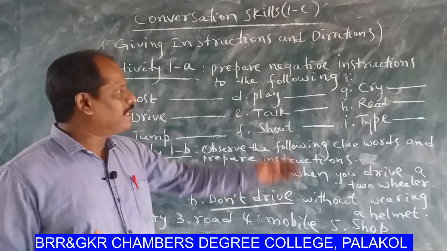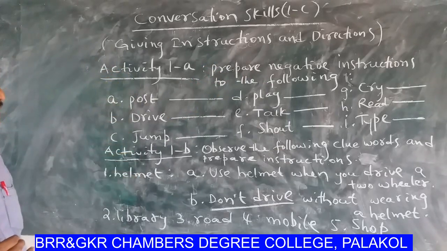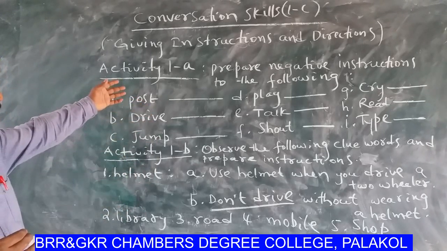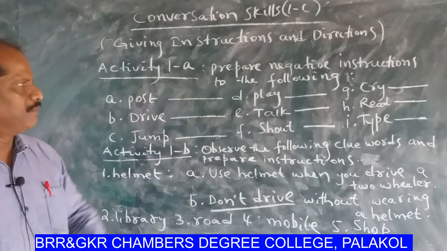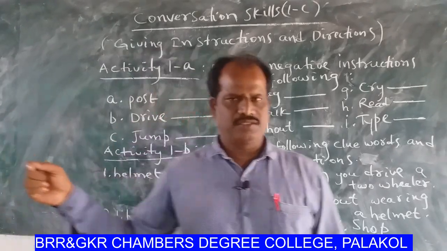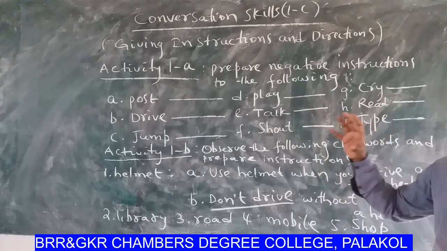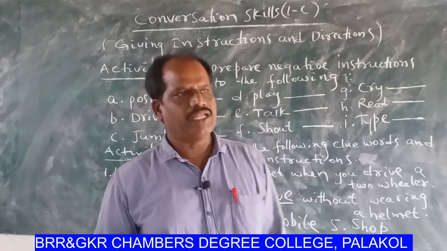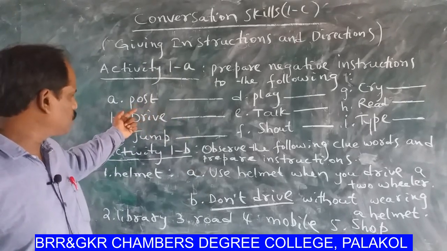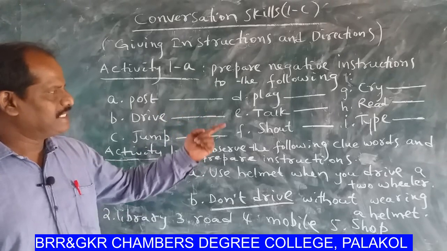Now, for example, let us see here. There are some words. These words can be written in a negative form. By writing them in negative form, we can give negative instructions. That means to the root form of the words, when we add a negative word, that can become a negative instruction. For example, see here: post, drive, jump, play, talk, shout, cry, read, type.